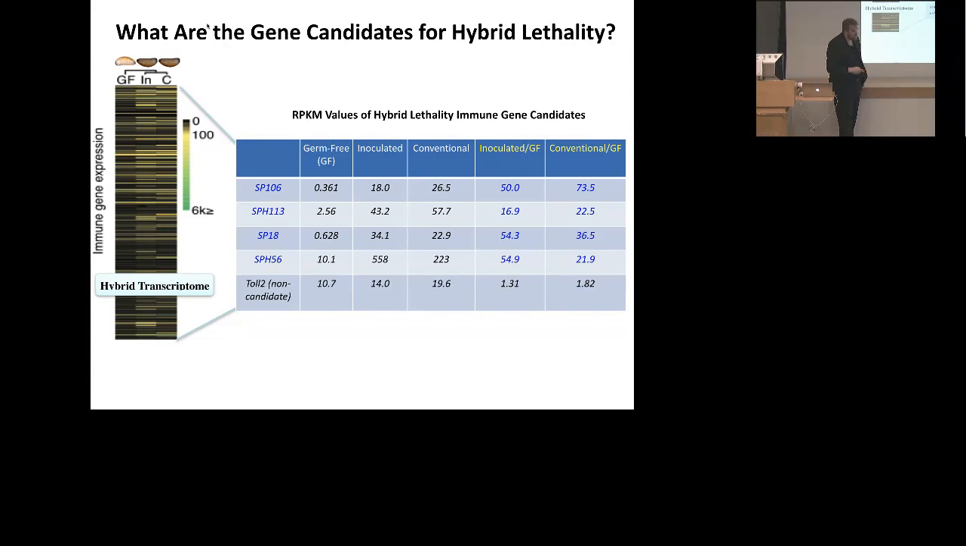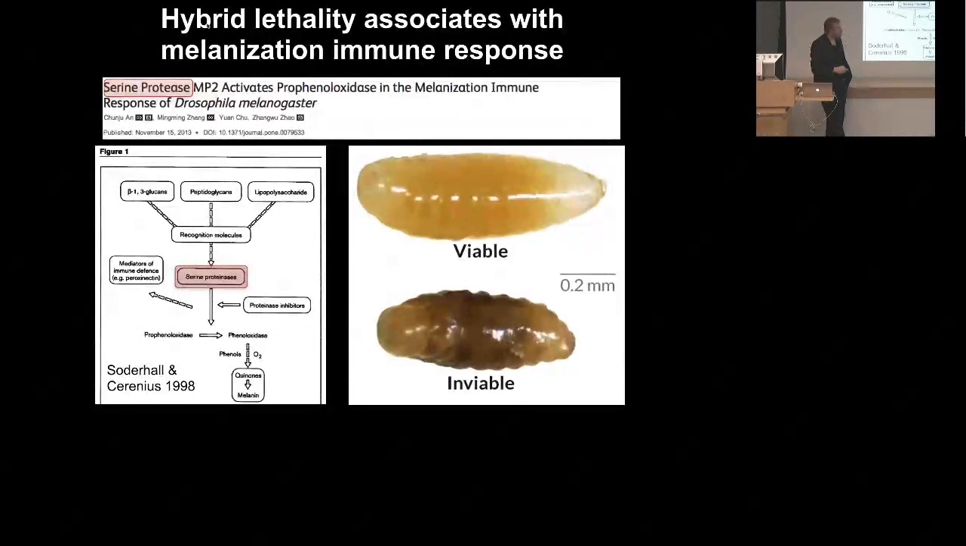These SPs, if you haven't figured it out yet, stand for serine proteases. What's interesting about serine proteases is that they sit at the top of the signaling cascade for prophenoloxidase. All right, let me explain why that's relevant. Serine proteases sit at the top of the cascade and in fact can launch the prophenoloxidase pathway. Prophenoloxidase is the immune pathway that produces melanin, and melanin is used by insects to encapsulate pathogens and trap them. And melanization is exactly what we see as our hybrid phenotype.